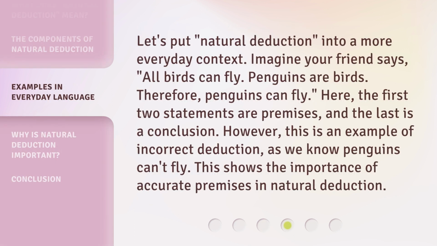Let's put natural deduction into a more everyday context. Imagine your friend says, "All birds can fly. Penguins are birds. Therefore, penguins can fly." Here, the first two statements are premises, and the last is a conclusion. However, this is an example of incorrect deduction, as we know penguins can't fly. This shows the importance of accurate premises in natural deduction.